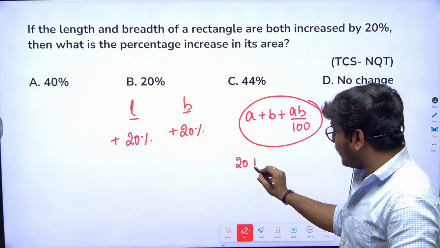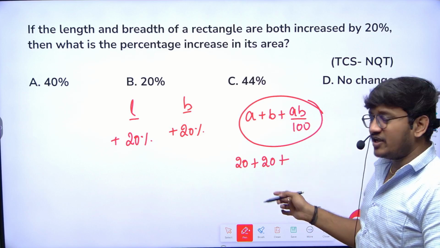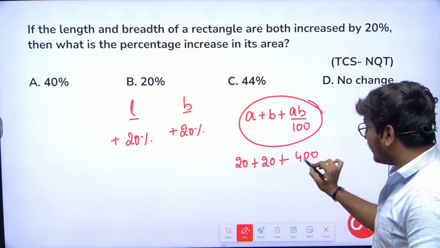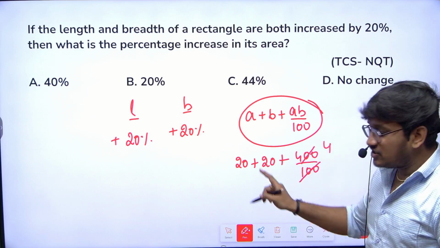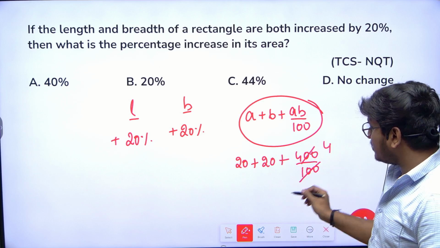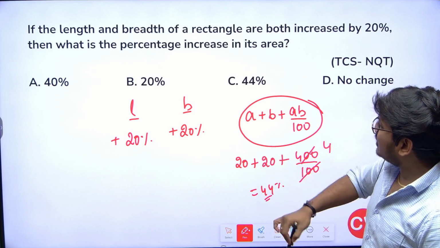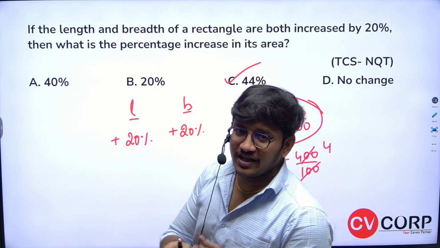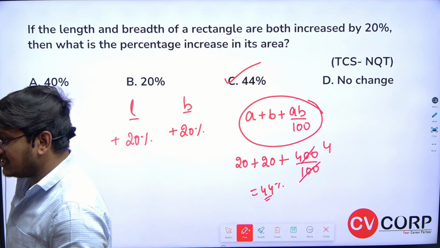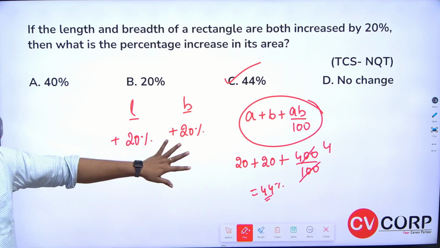20 plus 20 plus 20 into 20 by 100. 20 into 20 is 400 by 100, so 100 four times. 20 plus 20 is 40, 40 plus 4 is 44. So the area of the new rectangle is increased by 44%. That's it. If you know this particular formula, A plus B plus AB by 100, it is very easy to solve. I hope you all are clear with this shortcut.